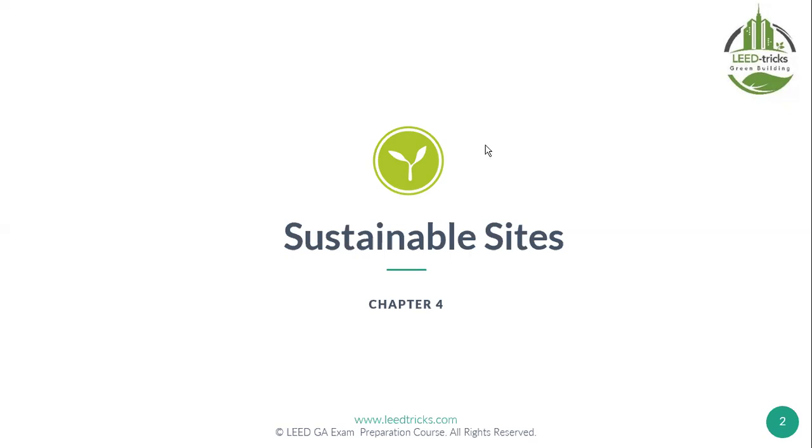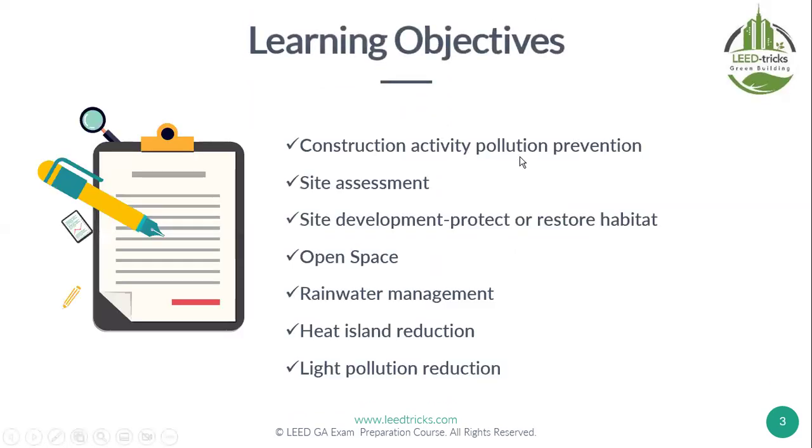So sustainable sites is a category. We call it the sustainable sites impact category, whatever you want to call it, but in the end, it is a category. The first one is a prerequisite, pollution prevention during construction, or construction activity pollution prevention. It is very important to memorize the names of the prerequisites, and also the credits.